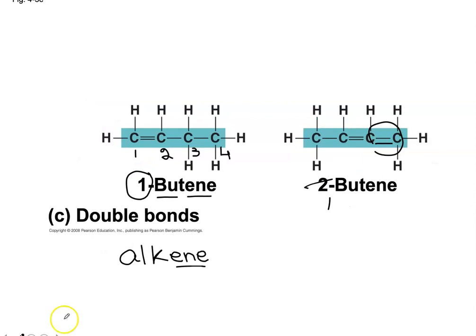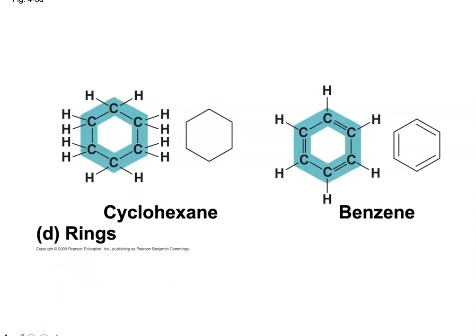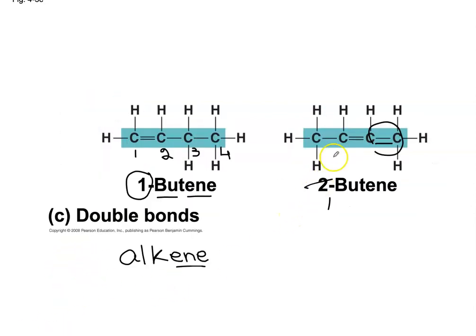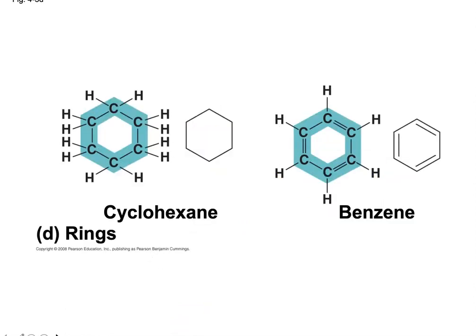Why doesn't it go back? Okay. So this one would be, if the bond was here, it's 1-butene. If the bond was here, it's still 1-butene. You just have to flip the molecule around so it gives you the same numbering.